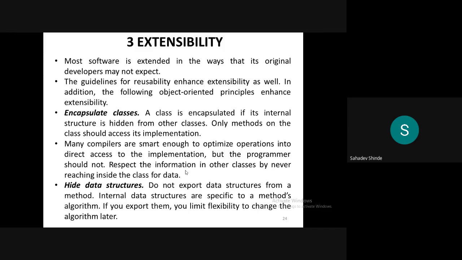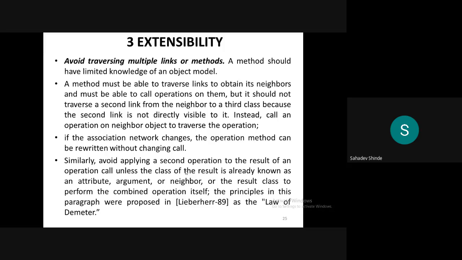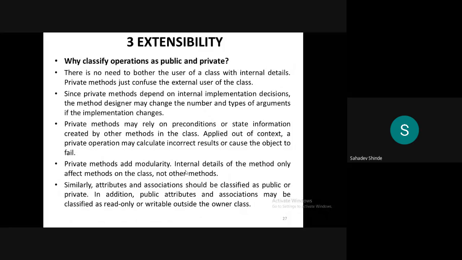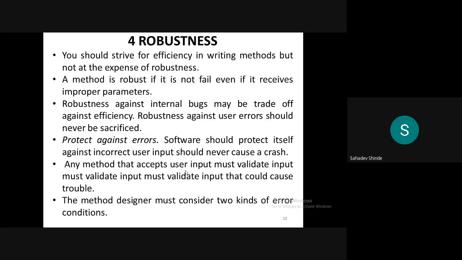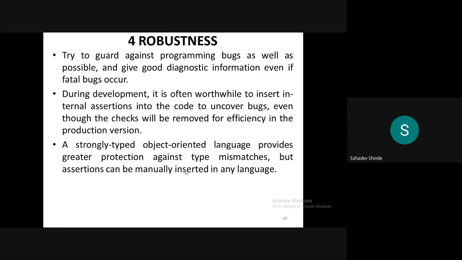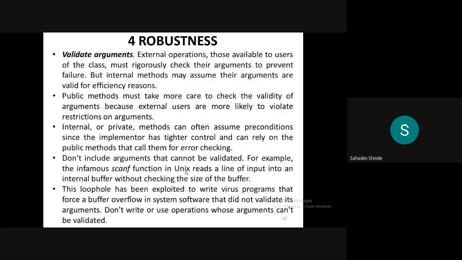In addition, the following object-oriented principles enhance extensibility: encapsulate classes, hide data structures, avoid traversing multiple links or methods, and classify operations as public and private. After that, we studied robustness. You should strive for efficiency in writing methods, but not at the expense of robustness. This also we studied in detail.